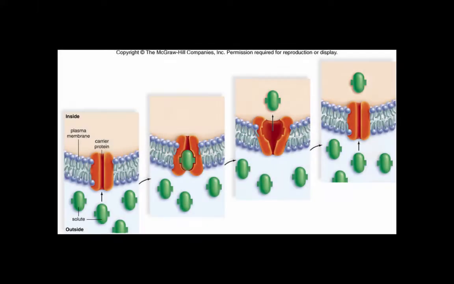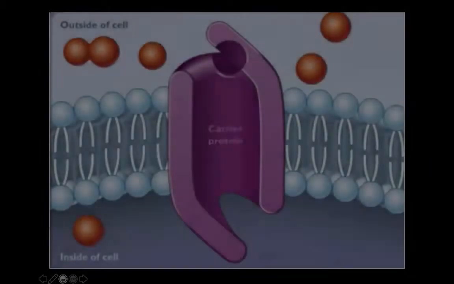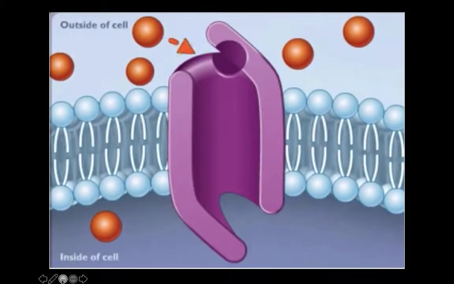All of these function without the use of ATP, and the flow of material through them is due to the diffusion of material down their gradients from an area of high concentration to an area of low concentration. They're considered passive transport. This video demonstrates facilitated diffusion.